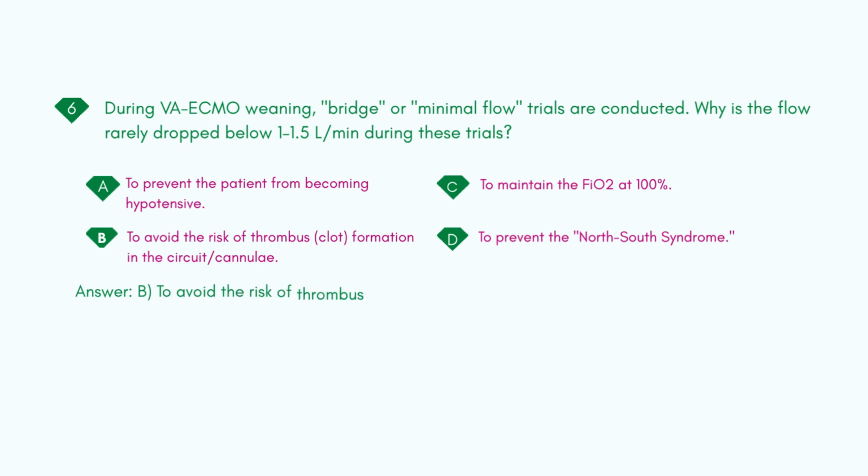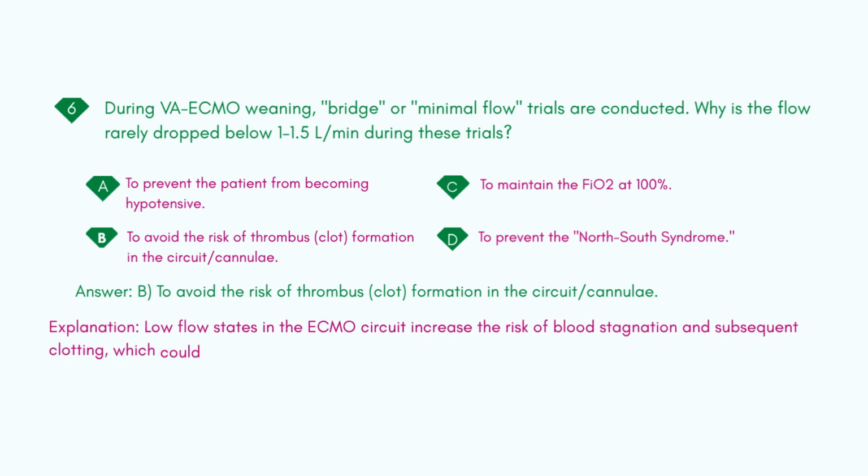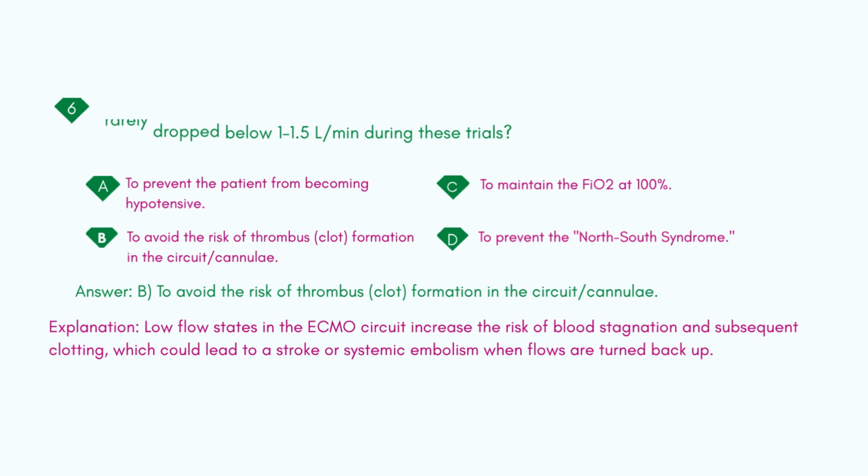Answer: B. To avoid the risk of thrombus, clot formation in the circuit/cannulae. Explanation: low flow states in the ECMO circuit increase the risk of blood stagnation and subsequent clotting, which could lead to a stroke or systemic embolism when flows are turned back up.